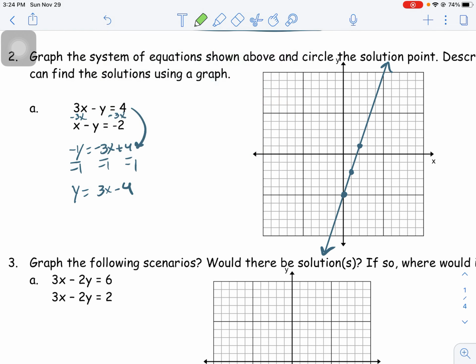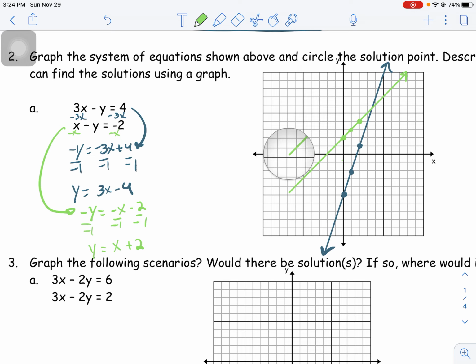Okay, and then my next line, I'm going to subtract x from both sides. That's going to give us negative y is equal to negative x minus 2. Divide everything by negative 1. You get y is equal to x plus 2. So then we're going plus 2 here. X would be up 1, right 1, up 1, right 1. So then I'm going to follow this graph in this direction, and I'm going to follow it down like this. So then our graph is going to look something like this.